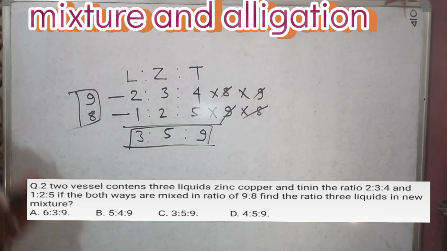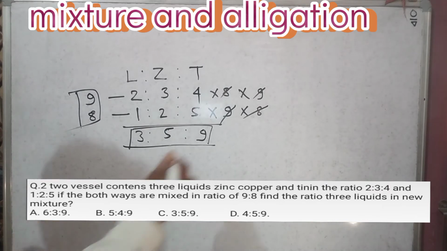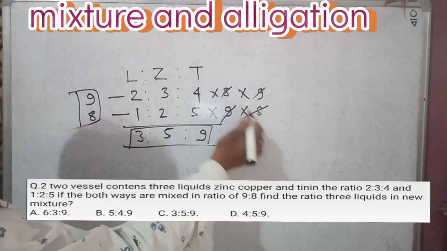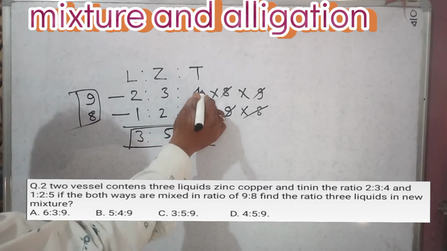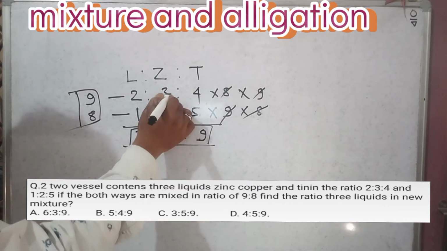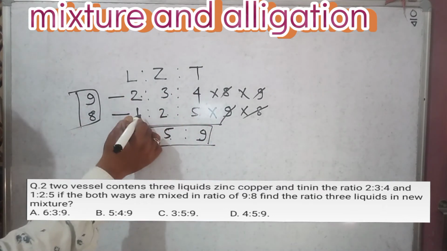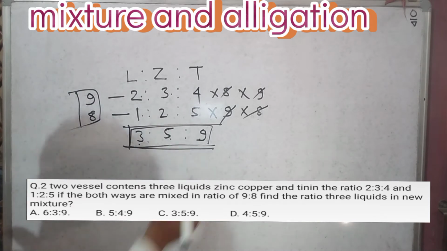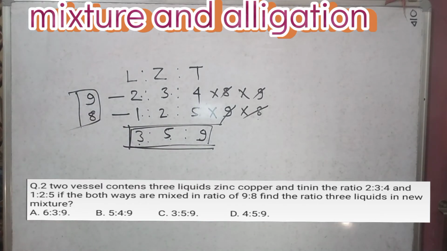Otherwise you can multiply below to above, and above to below. So 9 and 9 cancel, and 8 and 8 cancel. Now 4 plus 5 is 9, 3 plus 2 is 5, 2 plus 1 is 3. So our answer is 3 is to 5 is to 9, which means option 2. Option 2 is the correct answer. Move to the next question.